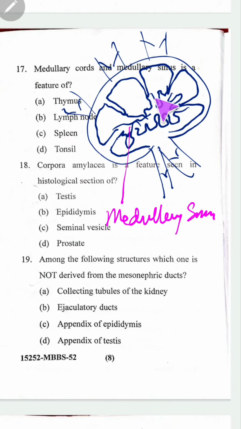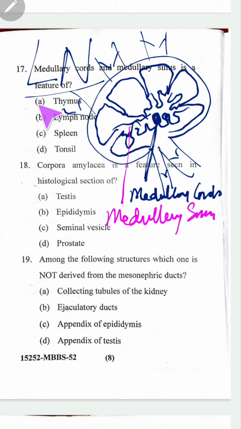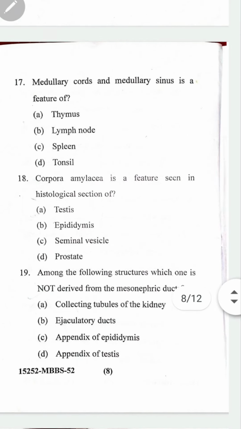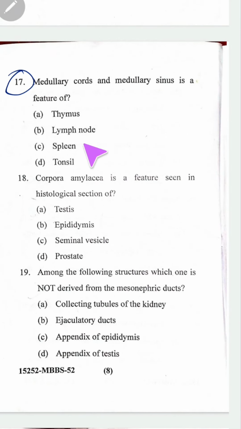And the lymphoid tissue is present between the lymphoid tissue here, like this. Now this is medullary cords. Medullary sinus, medullary cords, they are features of lymph node. Got it? The answer is lymph node. Question 17, it will be the B choice. Correct.